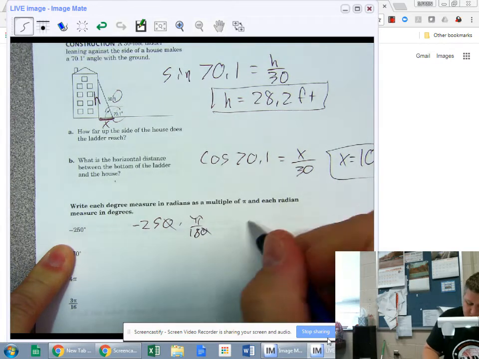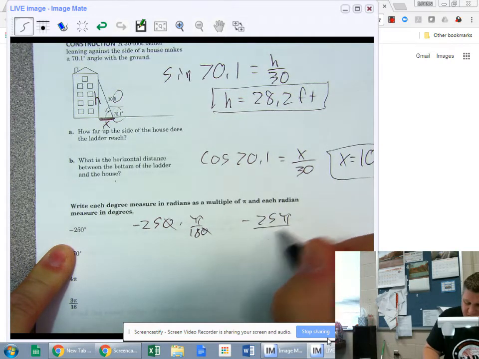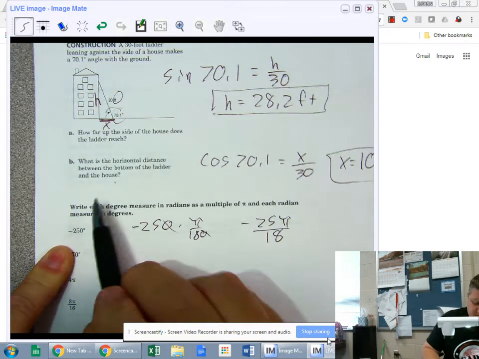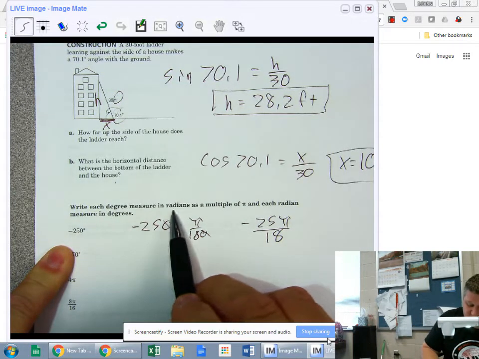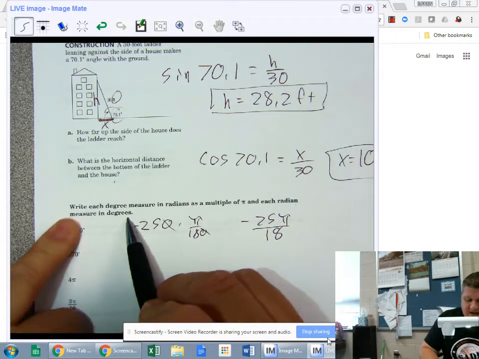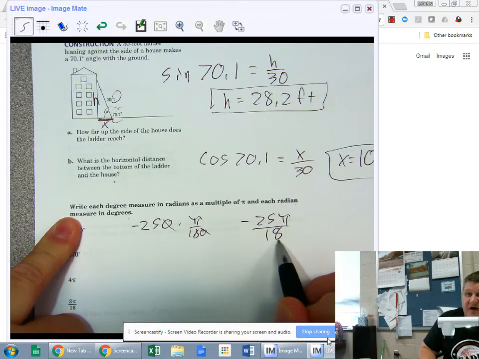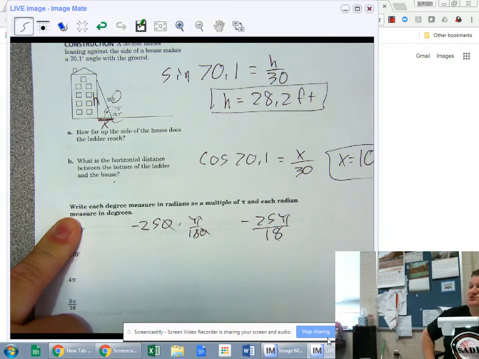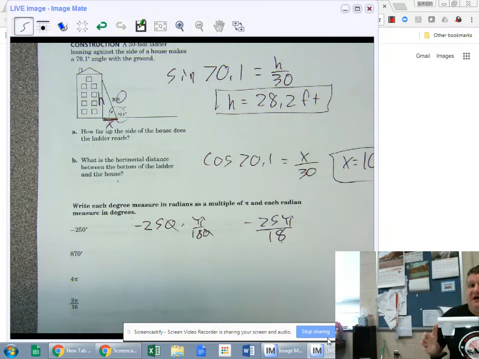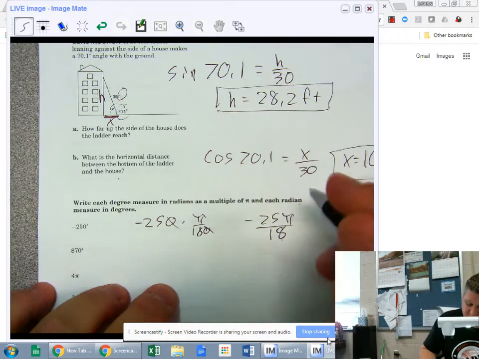Negative 25 pi over 18. Now, pause. We need to read the directions. Write each degree measure in radians as a multiple of pi and each radian in degrees. In this case, this is fine, but sometimes the directions say make sure it's written between, say, 0 and 360 or something like that. If you were to do that, you would need to add 360 and make it positive degrees first. Does that make sense? But in this case, we're fine to leave it here.